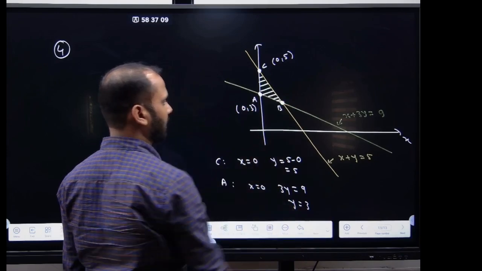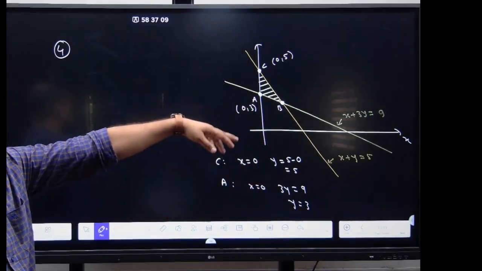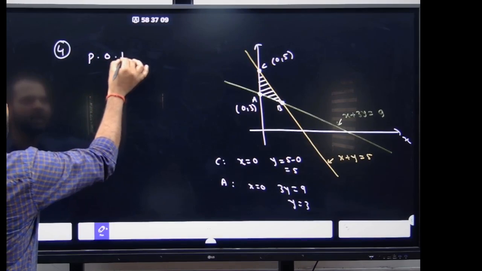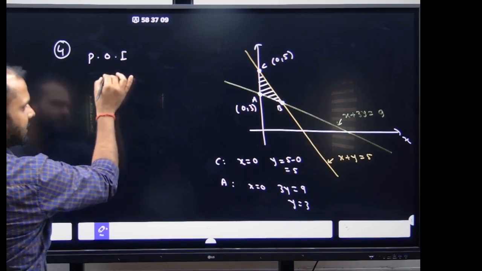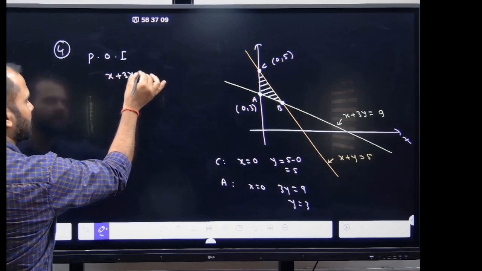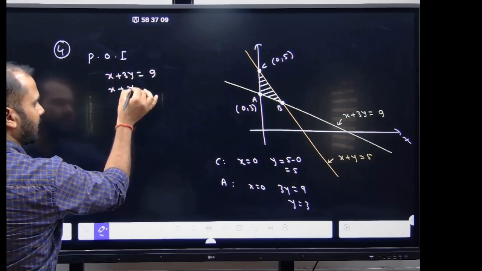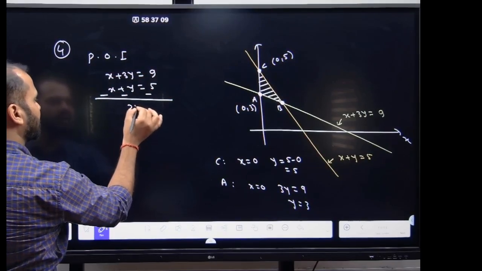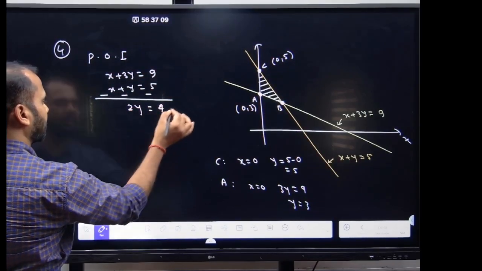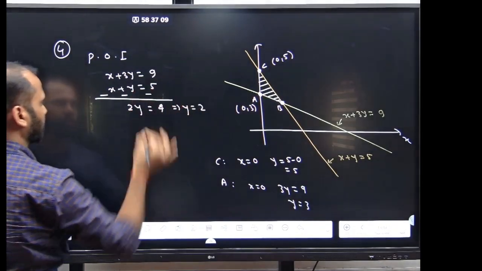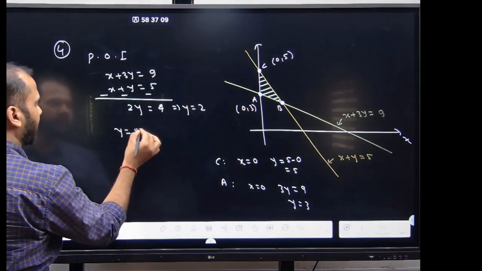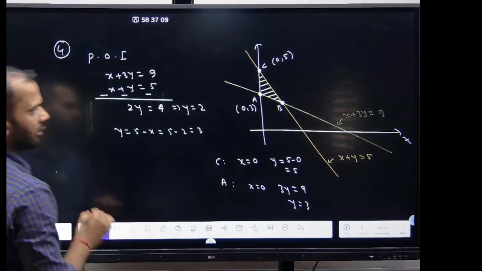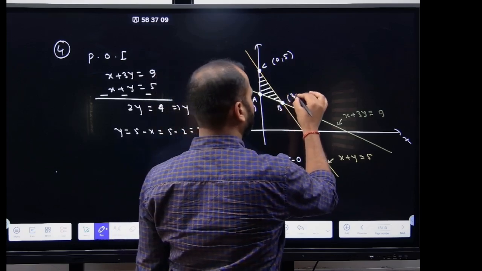Now this coordinate how to calculate? Point of intersection of these two. 3 comma 2. Yes, you have to solve. So here I am solving. POI I am writing, point of intersection. x plus 3y is equal to 9 and here x plus y is equal to 5. I should subtract. This gets cancelled. How much it is? 2y is equal to 4, right? So from here y you will get how much it is? 2. Substitute in any one of the equation. 5 minus x, 5 minus 2, how much it is? 3. So that coordinate also we got: 3 comma 2.